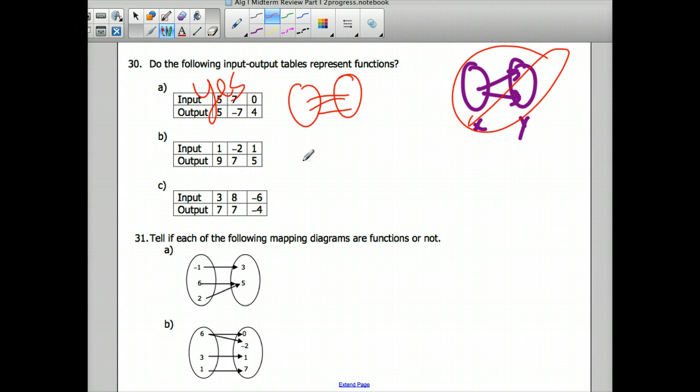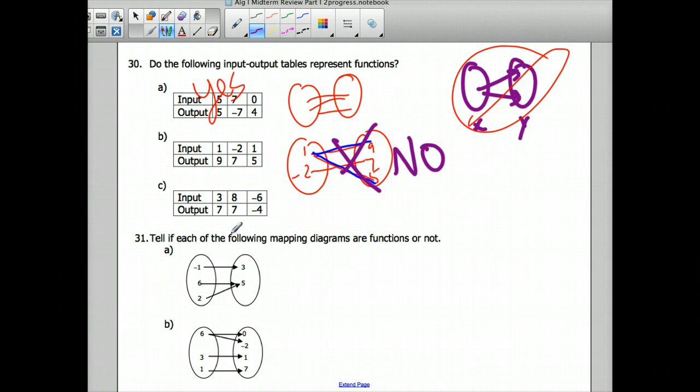Here we have 1 and -2, and those are being mapped to 9, 7, 5. 1 goes to 9, -2 goes to 7, 1 goes to 5. So because of this here, that tells us that it's not a function. So no, that's not a function. Here we have all different x's. As long as you have all different x's, you know it's a function.